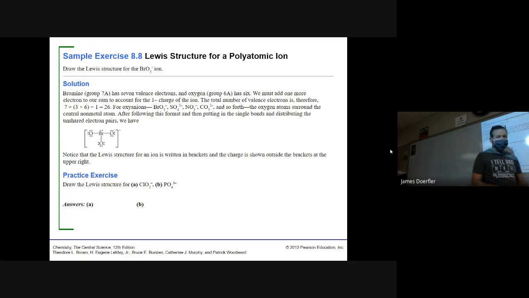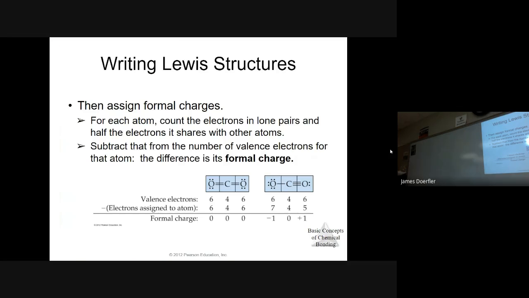We are going to look at a method for us to determine what is the best Lewis structure. And we do that through a process called formal charges. Okay?